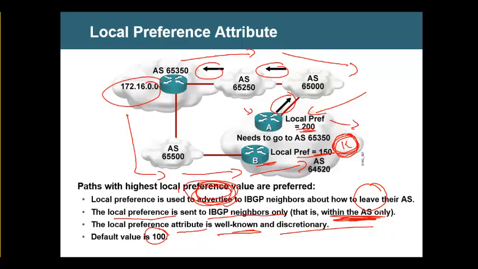But where do you configure this? You configure on A, but K will know it. You configure on any router, all other routers will know it because it is advertised to all the neighbors within the autonomous system.